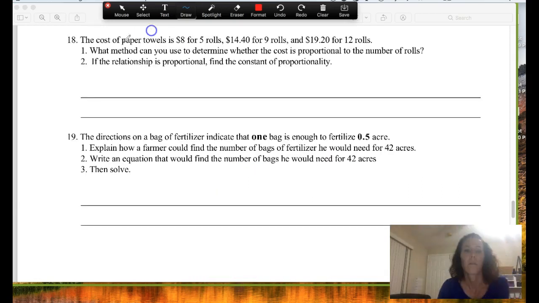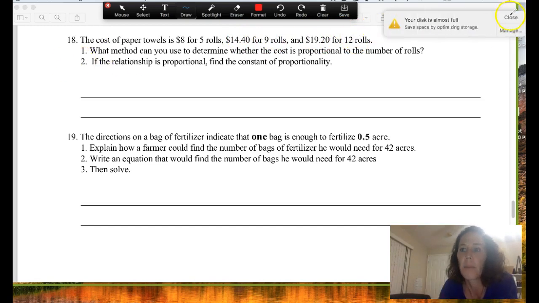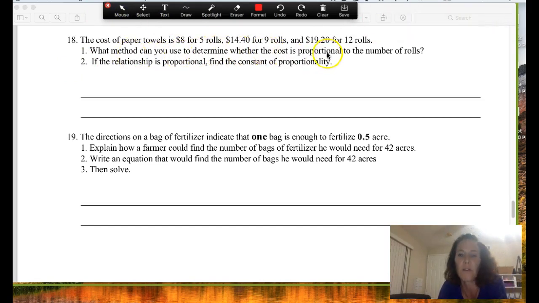All right, the cost of paper towels is $8 for 5 rolls, or $14.40 for 9 rolls, or $19.20 for 12 rolls. How many paper towels do you want? Let's go ahead and look. First, what method can I use to determine whether the cost is proportional to the number of rolls? And if it is proportional, find the constant of proportionality. What is it? Constant meaning just divide them out, find that unit rate.